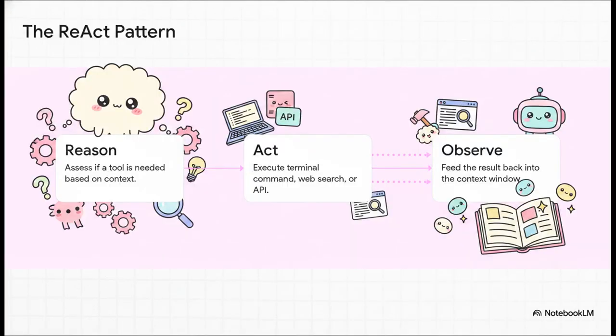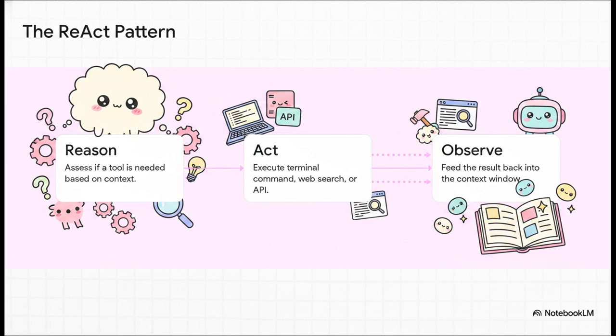We call this continuous methodical cycle the ReAct pattern. That stands for reasoning and acting. Here's how it flows. First, the agent reasons. It looks at the assembled context and asks itself, okay, do I need to use a tool to pull in more data to fulfill this request? If the answer is yes, it moves to step 2, act. It might execute a terminal command to read a local file on your hard drive, run a web search, or call an external API. Finally, step 3 is observe.